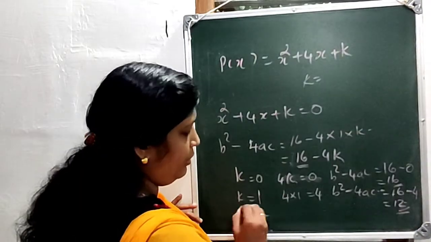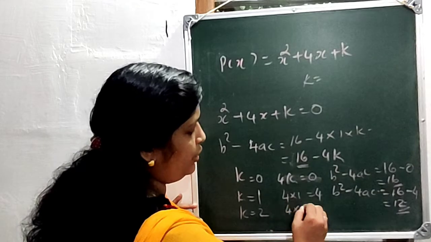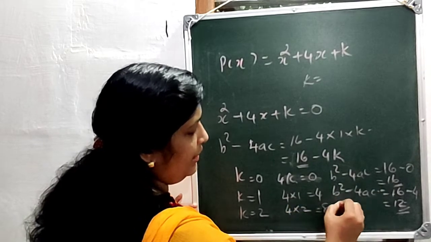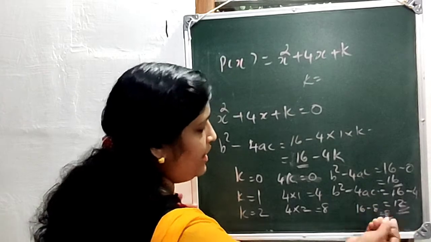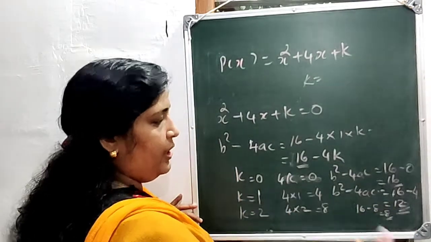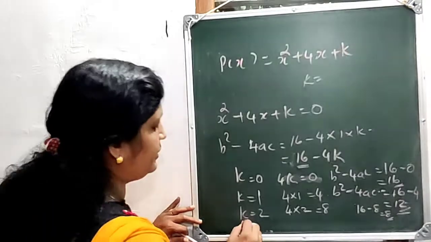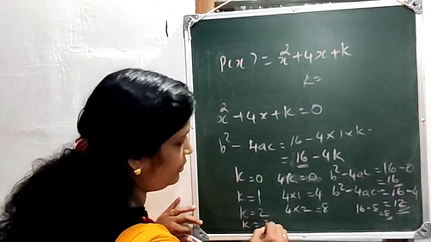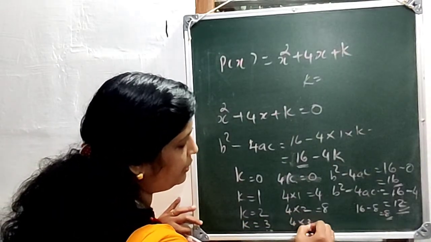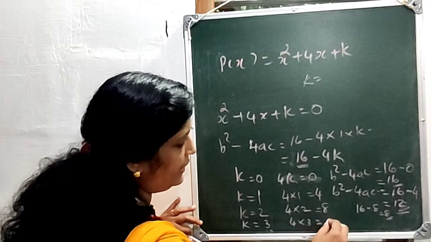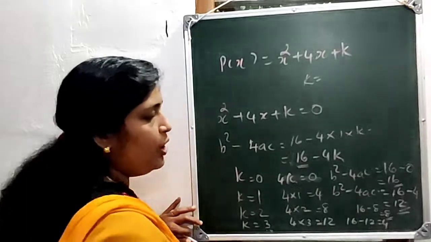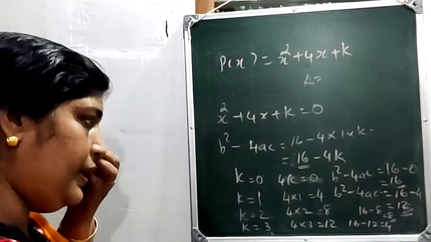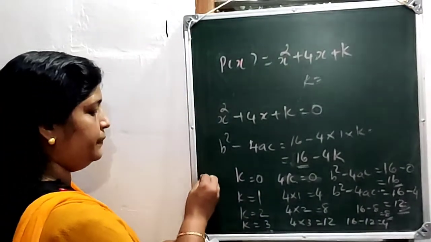And what about k is equal to 2? 4 into 2, then b square minus 4ac is equal to 16 minus 8, which is equal to 8. That is also greater than 0. So solutions are there. Then what about k is equal to 3? 4k is equal to 12. Then 16 minus 12 is equal to 4. 4 is also possible.